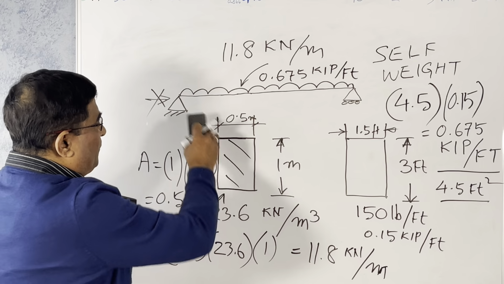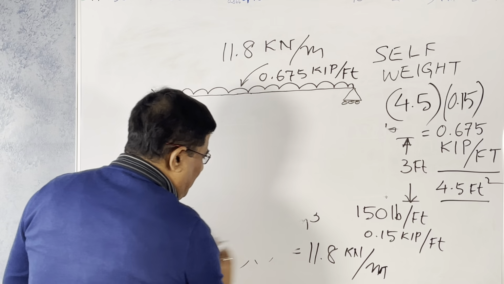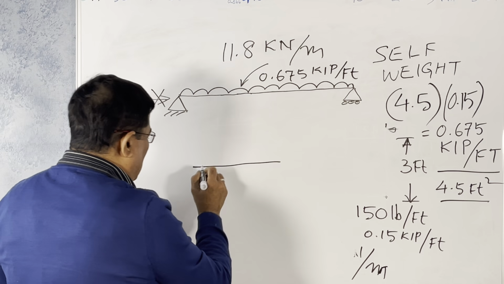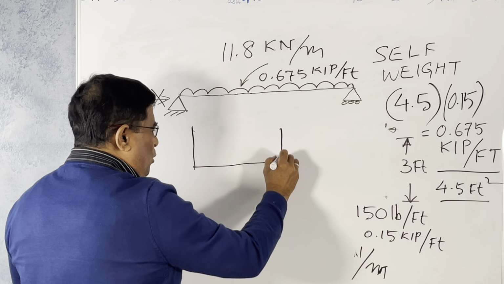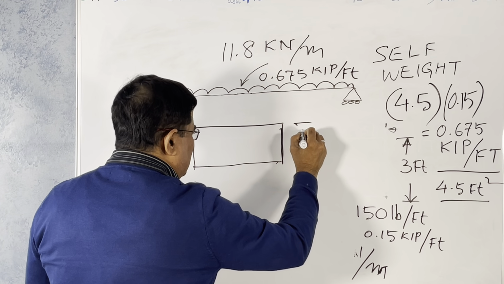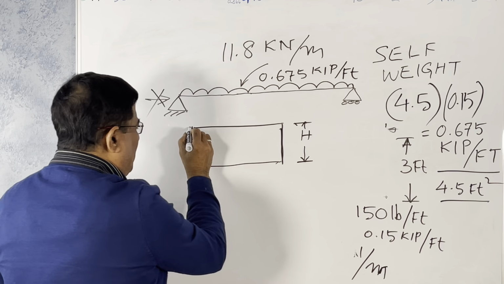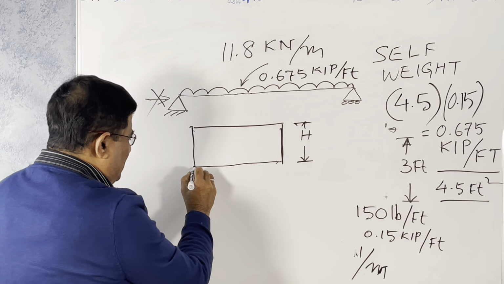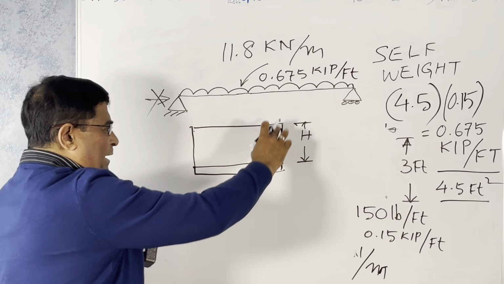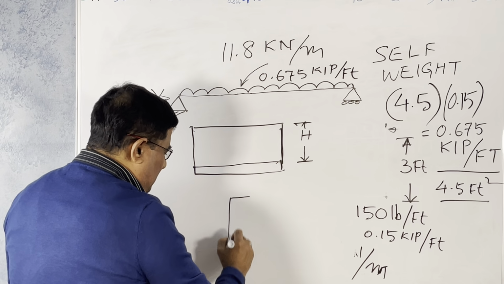Similarly, when you have a uniformly distributed load like that, suppose you have a beam in a building, and on top you have a wall of the same length. Suppose the height of the wall is h. It's made of brick. The beam is here, right? So this load, you can find out from the height and the thickness.